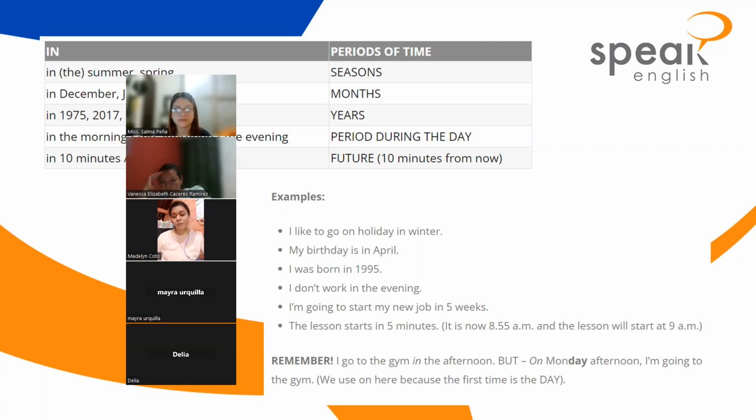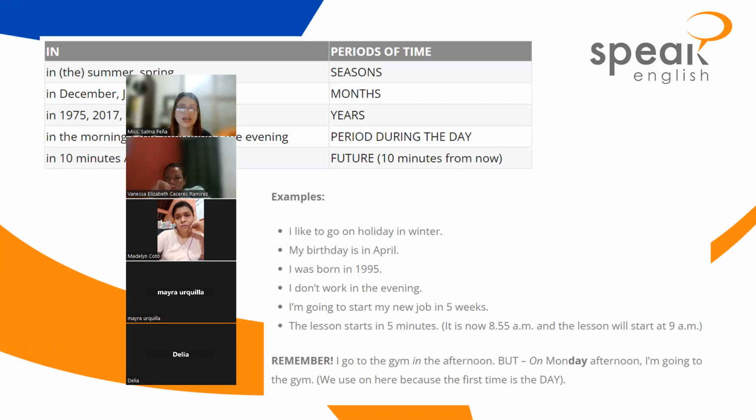And remember, if you say, I go to the gym, for example, I go to the gym in the afternoon, but if you want to say on Monday afternoon, I'm going to the gym, we use on here because the first time expression is the day. See this thing? I go to the gym in the afternoon, it's okay, because you only took the period of time in the afternoon. But if you include the day, you have to change the preposition. You say on Monday afternoon, right? Because the first time expression that you are giving to me is the day and not the period during the day. Aquí ya la preposición nos cambió porque estamos mencionando el día y el momento del día.